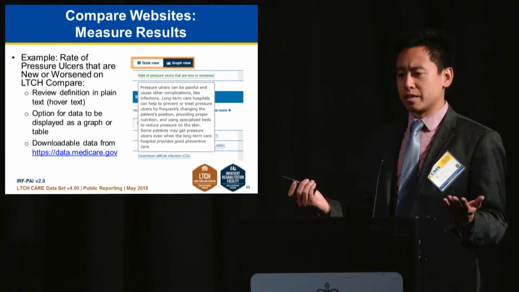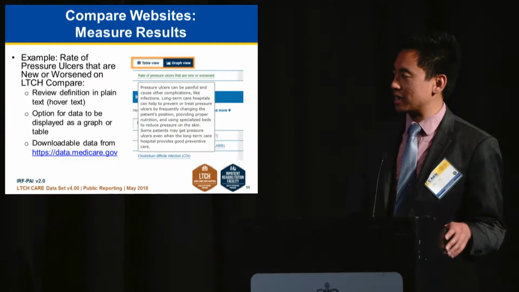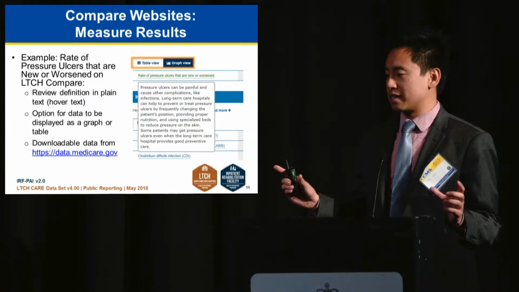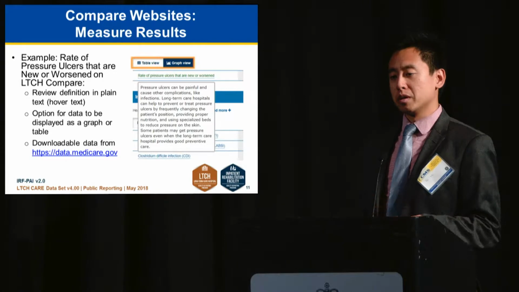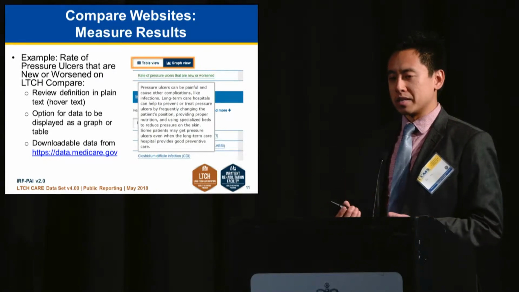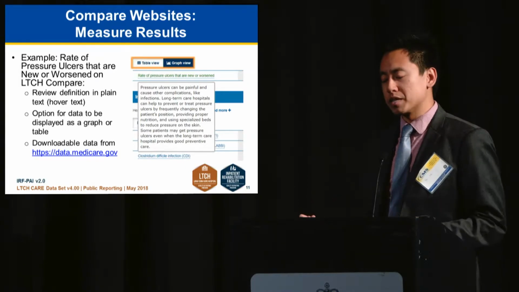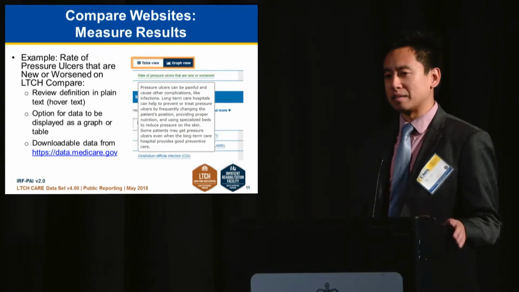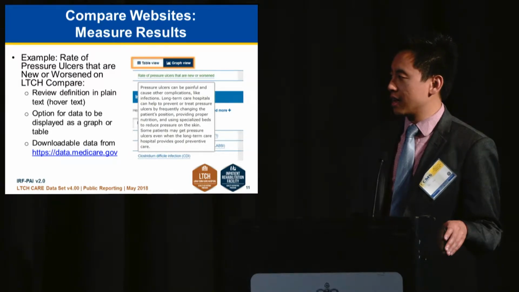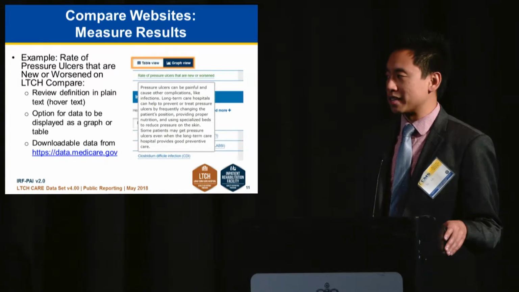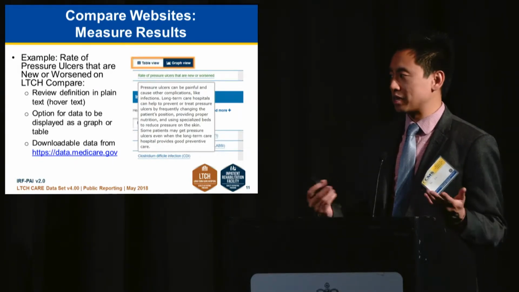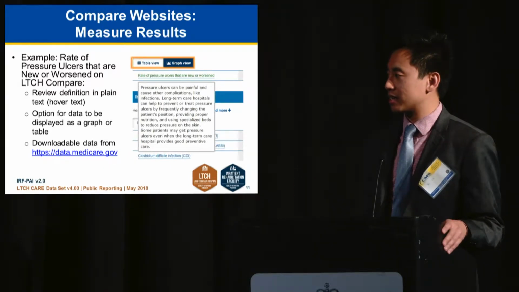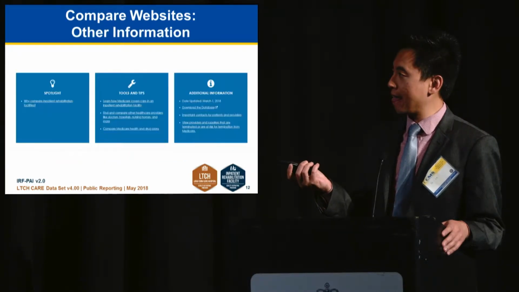However, for the claims-based measures, it shows the data a different way. The table view shows the comparison group and the national average. And if you go to the graph view, you should see the facilities, for example for readmissions, the readmission rate, the confidence interval, and the national rate. You can also download all this data from data.medicare.gov, so that way you can manipulate it however you want, and it's readily available for you to download.